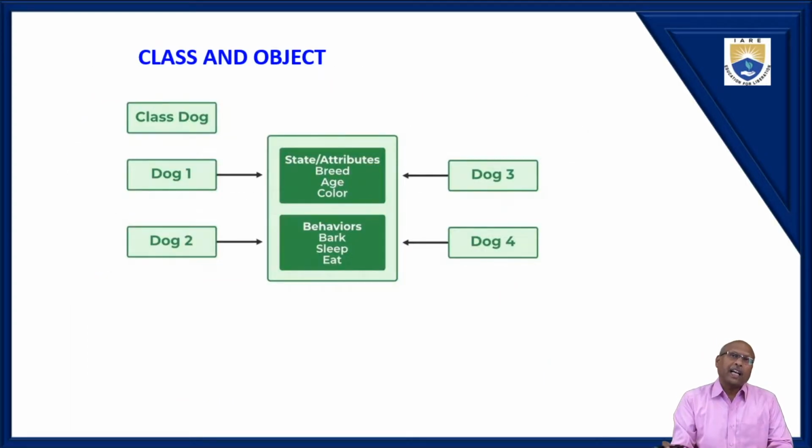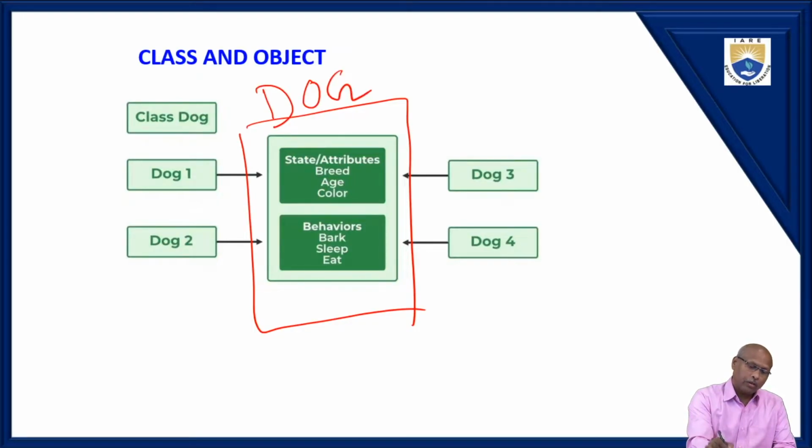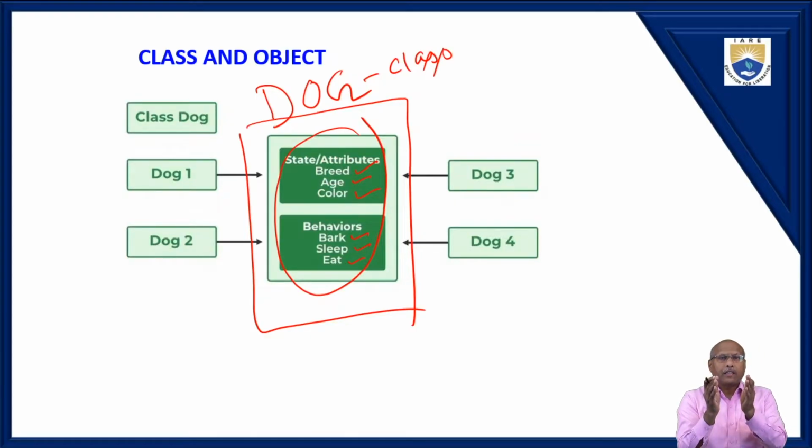Then how are the class and objects interlinked? If you want to have a class or object, first of all, you have to create the class. This is my class. What is the name of the class? The name of the class is dog. This dog class has a set of attributes: breed, age, color. The dog class has behaviors like barking, sleeping, and eating. If you combine all these things, that becomes the dog class. Whatever state and behaviors are there will be reflected in the object.